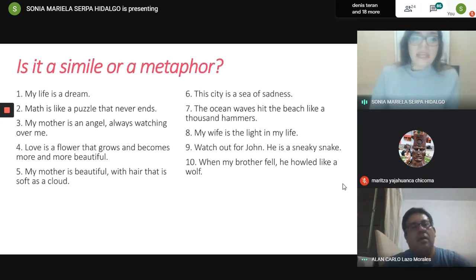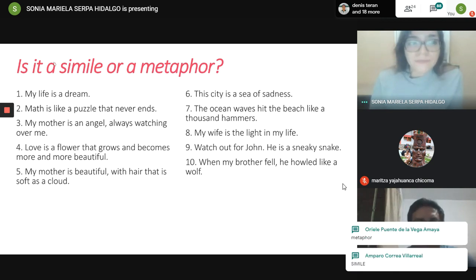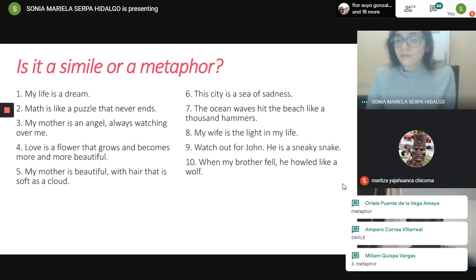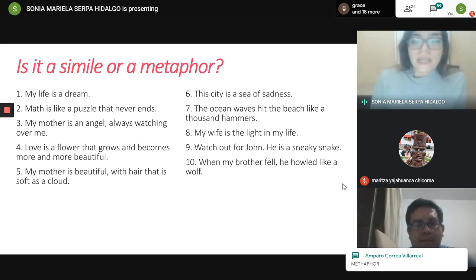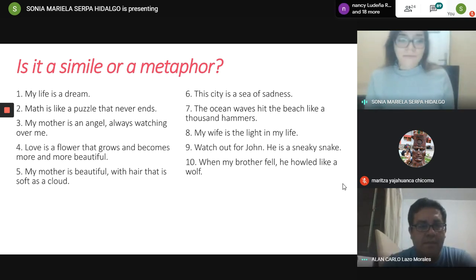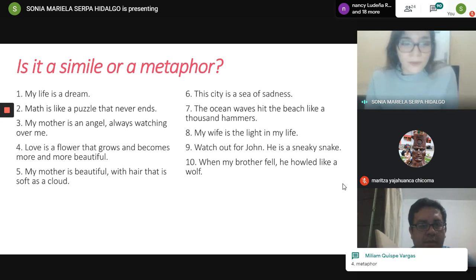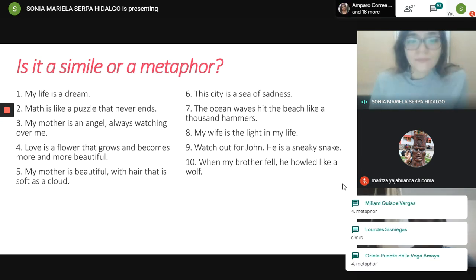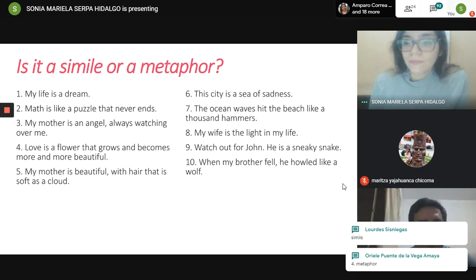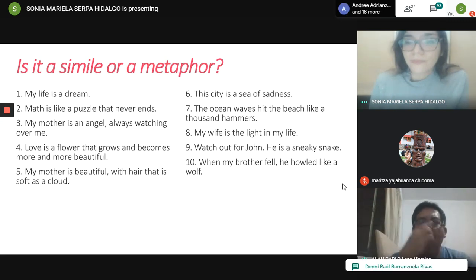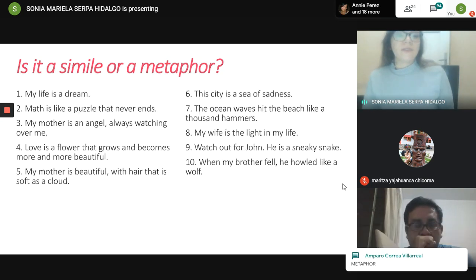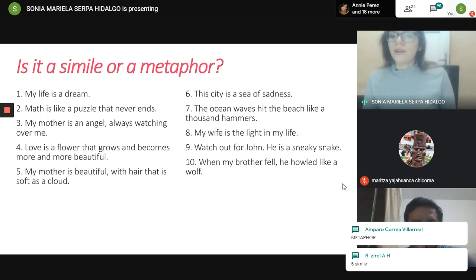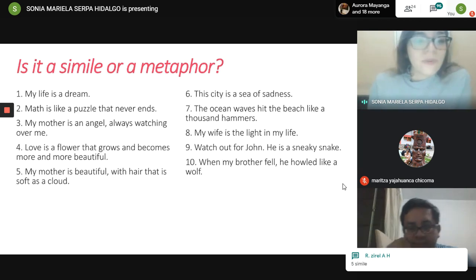Number 3, my mother is an angel, always watching over me. Great. Metaphor. It's a metaphor. Number 4, love is a flower that grows and becomes more and more beautiful. What do you think? Love is a flower that grows more and more beautiful. Metaphor, right?